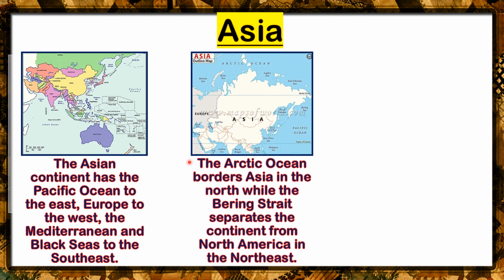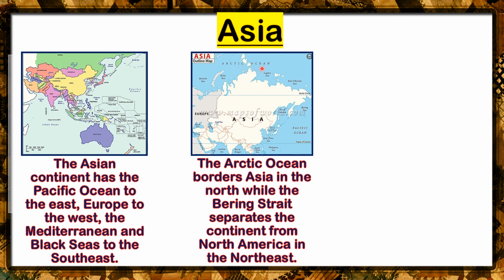Next. The Arctic Ocean borders Asia in the north, while the Bering Strait separates the continent from North America in the northeast. So class, the Arctic Ocean borders Asia in the north, but it is the Bering Strait that separates Asia and North America in the northeast of Asia. So class, this is Asia. You can see there the continent of Europe, and it is separated by the Ural Mountains. So this is Asia, class, in the northeast.